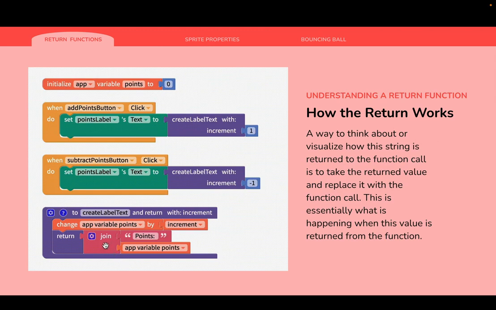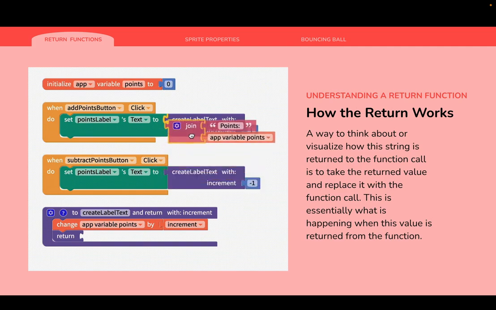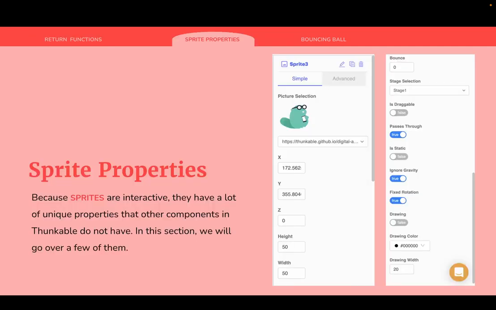Okay, and that is the basics of how a return function is built and utilized. The next topic I want to talk about is some more properties of sprites.